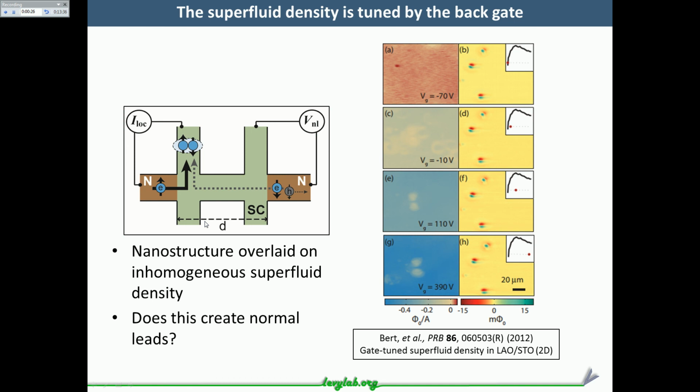I mean, I would think not, because if there's a spatial variation of the gap, then you probably have a smaller critical current in some places, but I don't think we see the critical current vary this much.